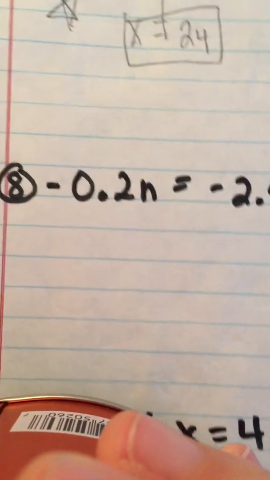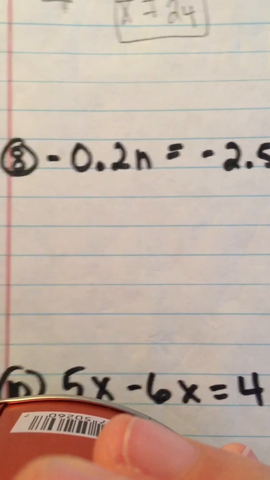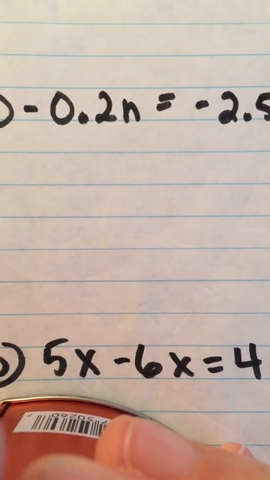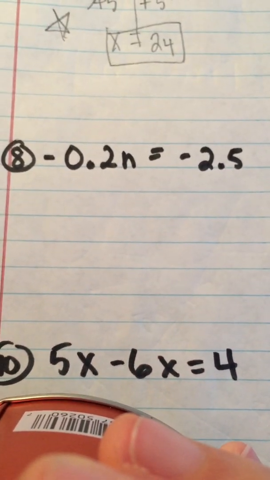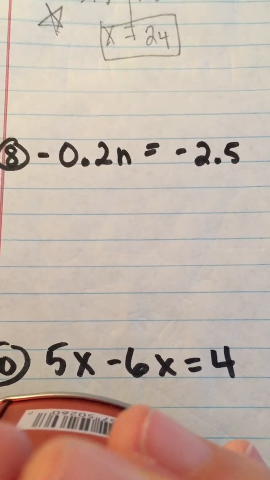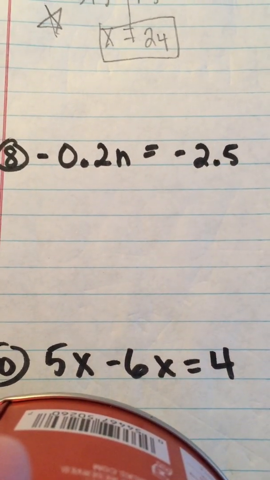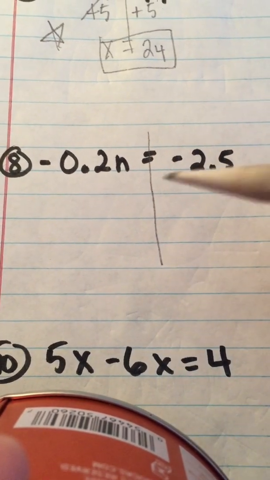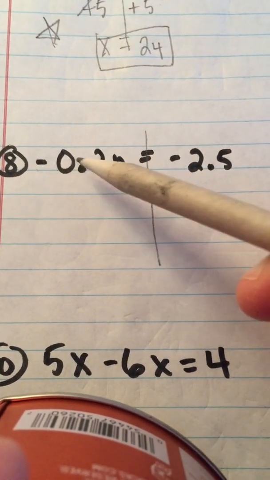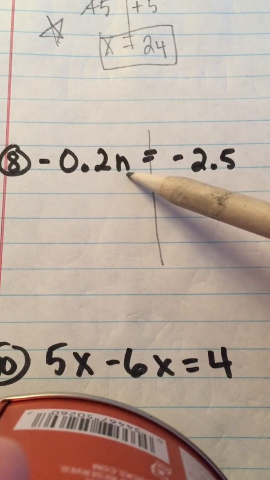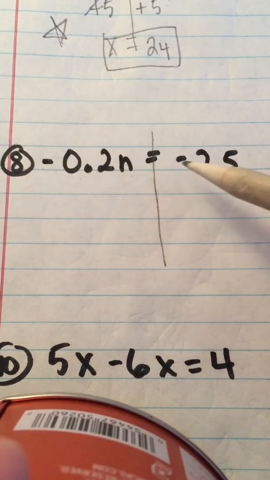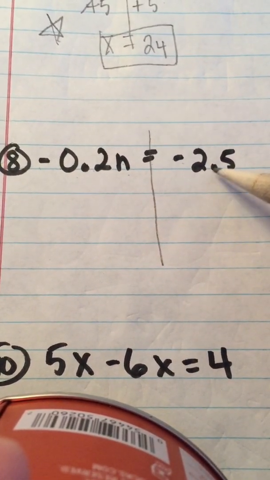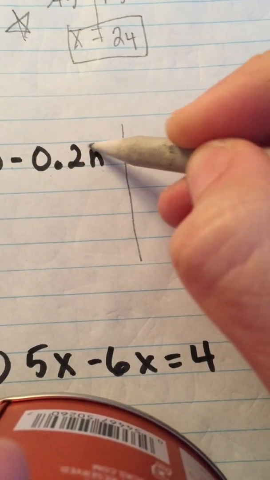Number 8. And just so you know, I have these pre-worked out because there's no way I could do these so quickly, especially these decimal ones without a calculator. So I'm going to show that I have my two sides here. This says -0.2n equals -2.5. So what's happening to n?